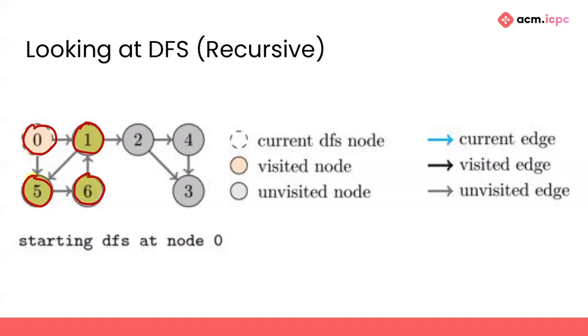Now we will be checking all the neighbors of 6, right? But notice that 1 has already been visited, so we don't need to visit 1 again. So in the recursive stack, we just backtrack to 1. We'll backtrack until we're back at 1, because 1 still has a neighbor that hasn't been visited. Now we look at the neighbors of 1, and only 2 has not been visited, so we'll go to 2 now.